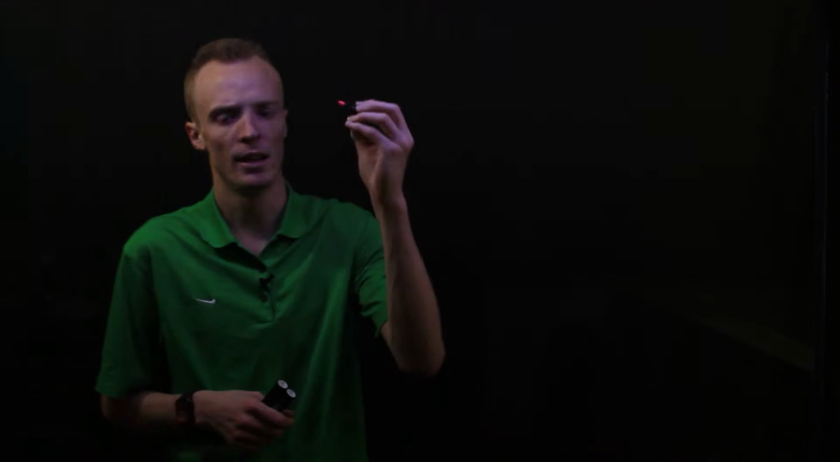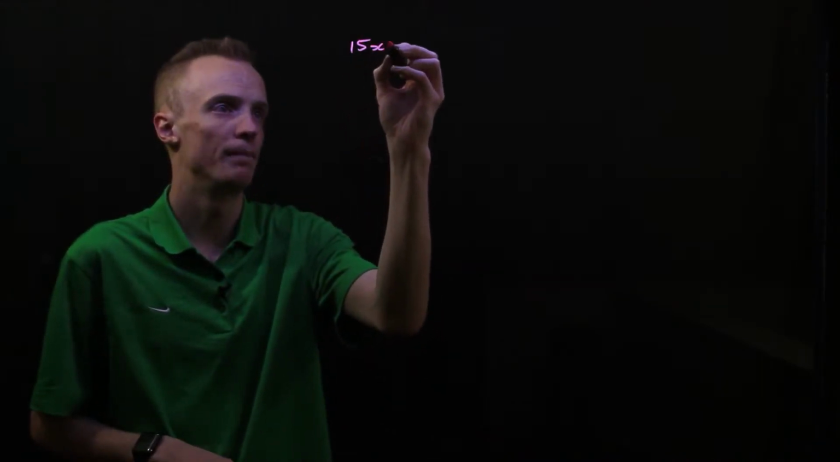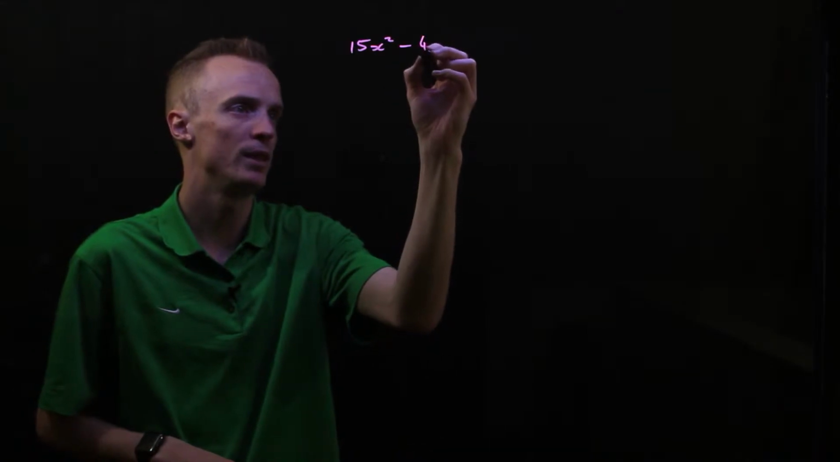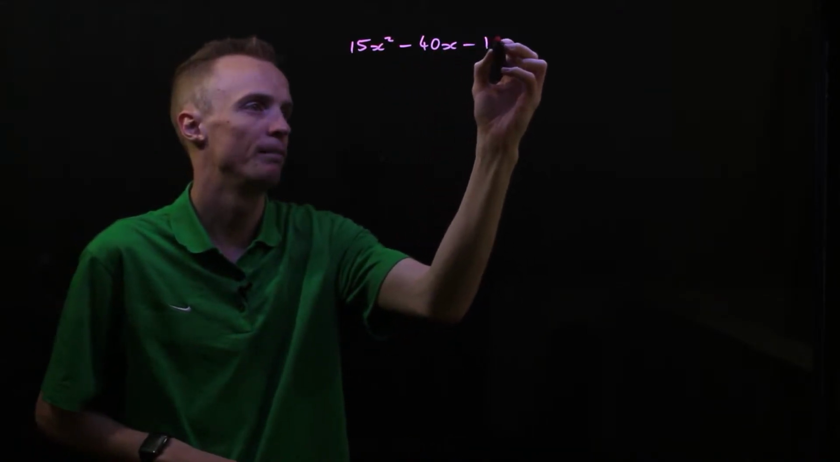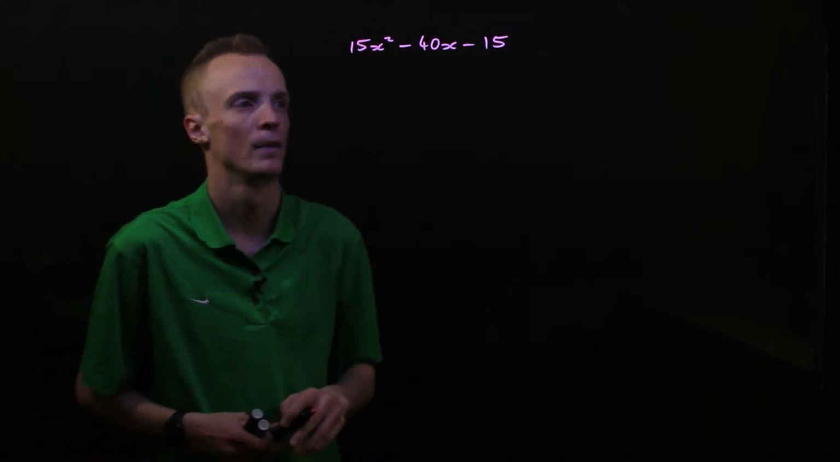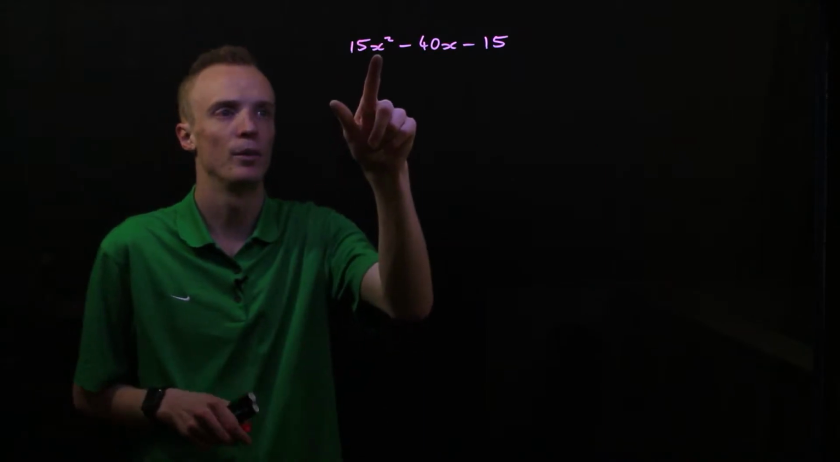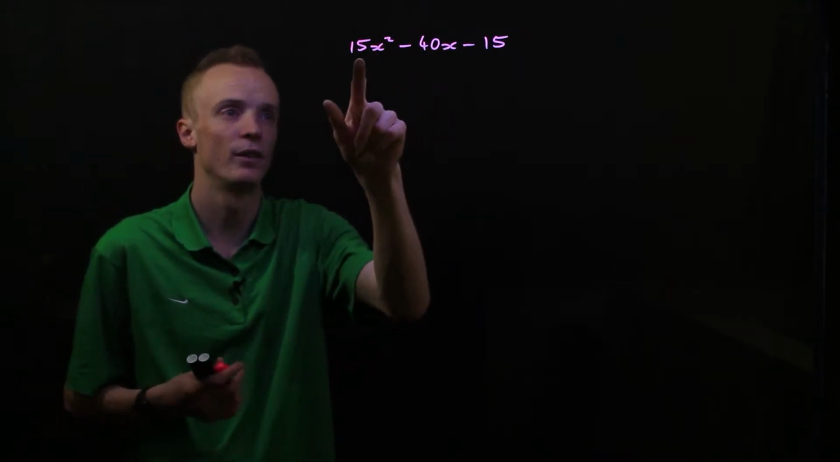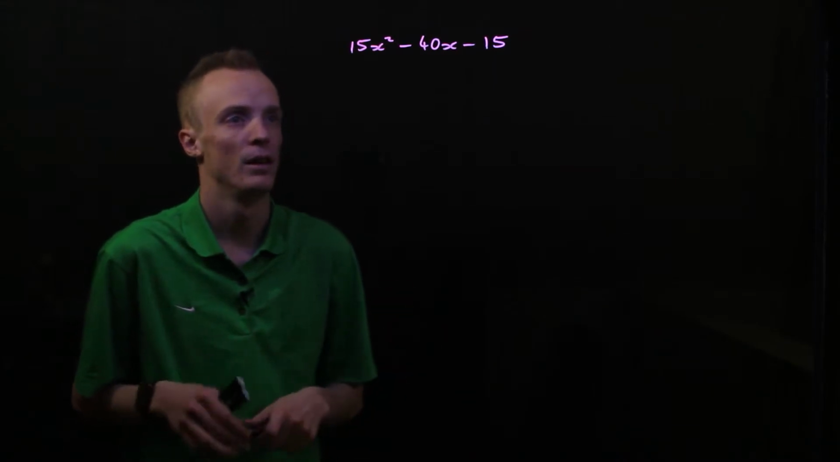So let's take a look at another example of using this cross method to factorise quadratics. Let's say I had 15x squared, subtract 40x, and subtract 15. Now, as you can see here, our a value, the coefficient of x squared, is not equal to 1. It's equal to 15 here.